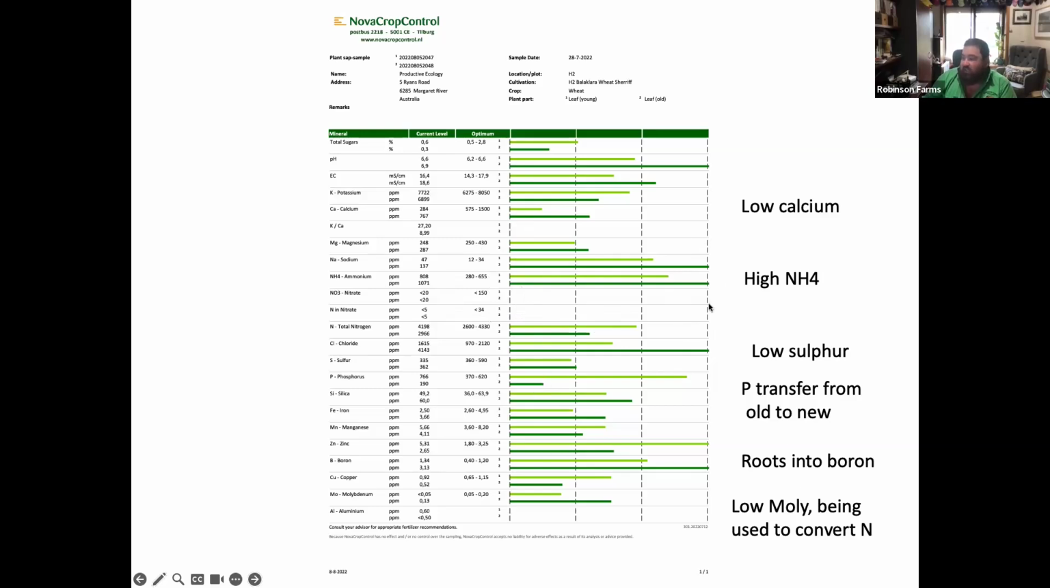But you can see here later on in the season, we've got roots into the boron layer. The roots are down 1 meter to 1.5 meters, and we are getting excess boron into the plant. We're very low in molybdenum because the molybdenum is being used to help convert that nitrogen.